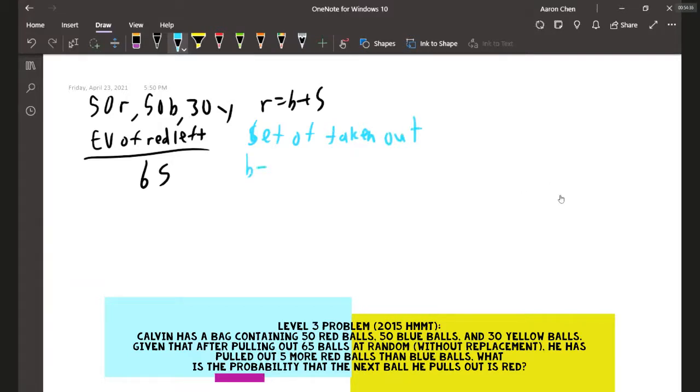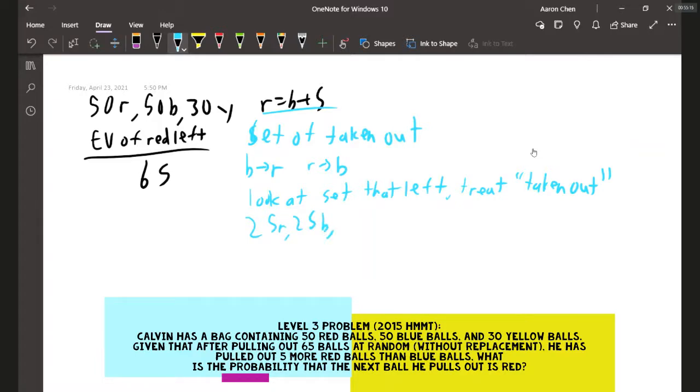And so then we can flip the blues to become red and the reds to become blues. And then after this, we can look at the set that was not taken out, that was left behind. And then now we can treat this as the taken out set. And so in this way, there's a bijection, and there's no way that this bijection sends one set to itself, because the only way this can happen is if there's 25 reds, 25 blues, and 15 yellows. And while this does add up to 65, it does not satisfy the condition that there are 5 more reds pulled out than blues. So we can effectively ignore this.